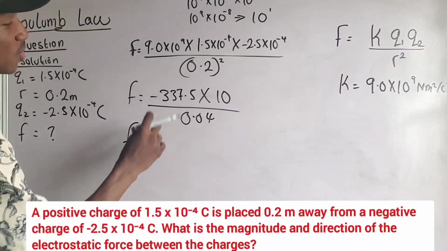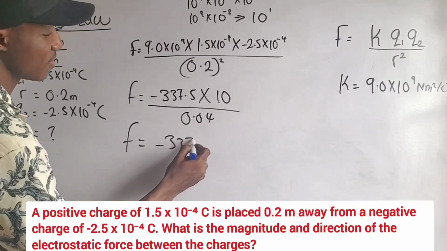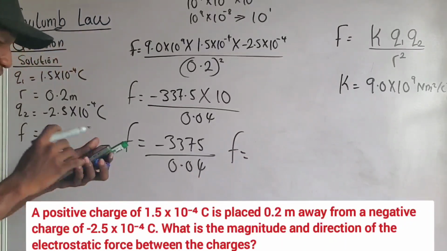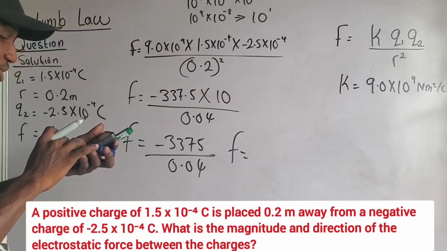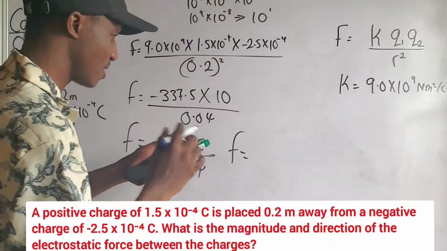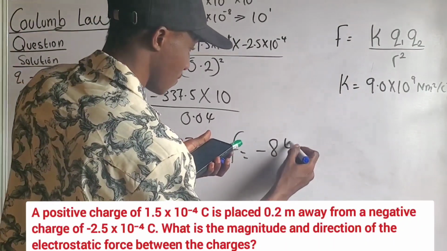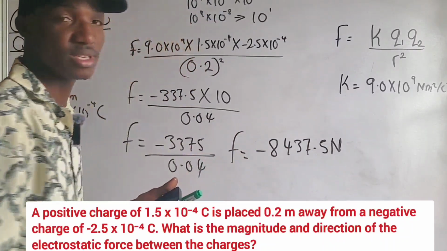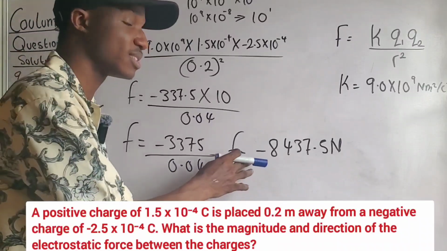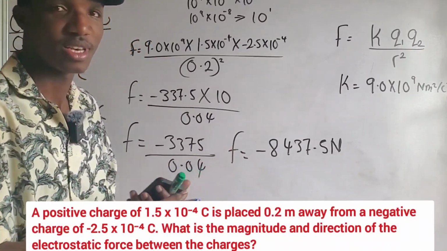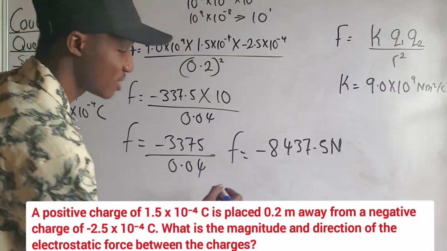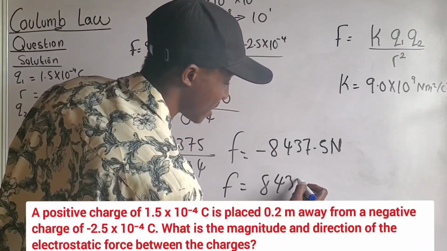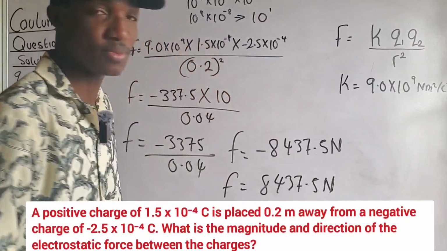Okay, so force equals, this times this is negative 3,375 all over 0.04. Divide this by that and it will give us negative 84,375... negative 8,337.5 newton. Now listen to me carefully. You can see that the force is negative. We have a negative sign, but we are going to take the magnitude. So the magnitude of the force is 8,337.5 newton.